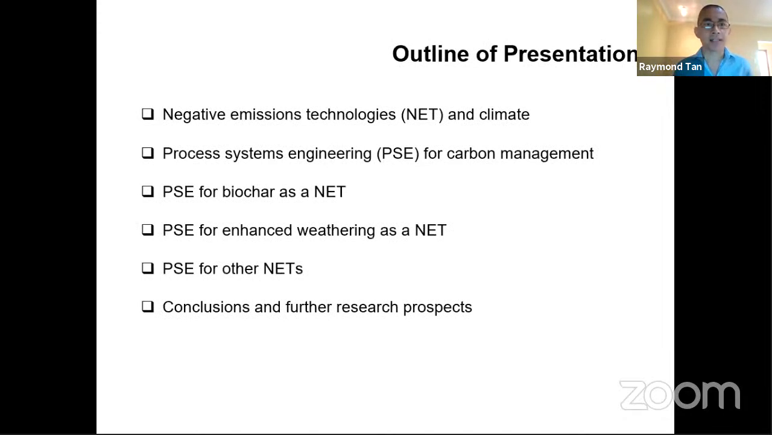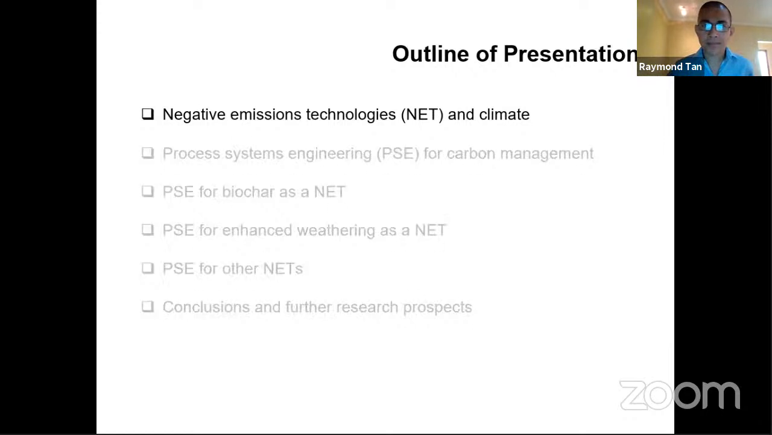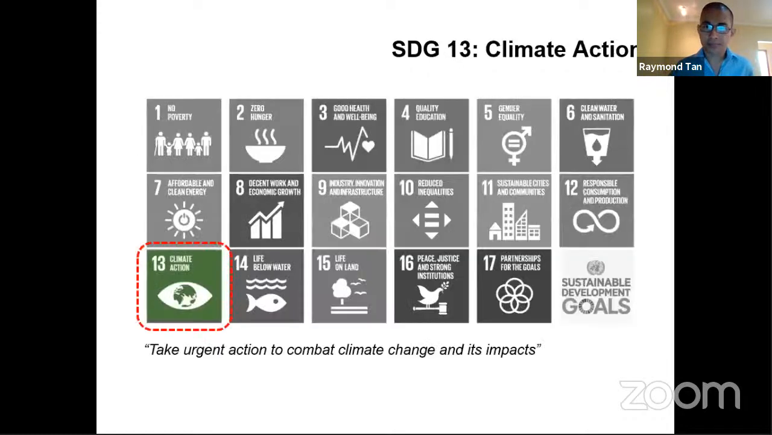My talk is divided into 6 parts as shown, and I'll begin by talking about negative emissions technologies in the context of climate change. Now, it's well understood that climate change is one of the major environmental crises that the world is facing. I think many people, like myself, believe it's the most serious one. It is, for example, the 13th Sustainable Development Goal.